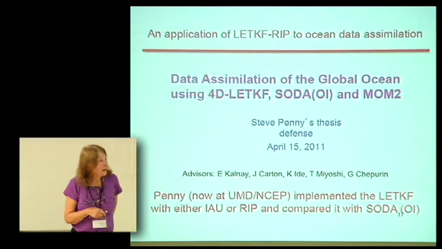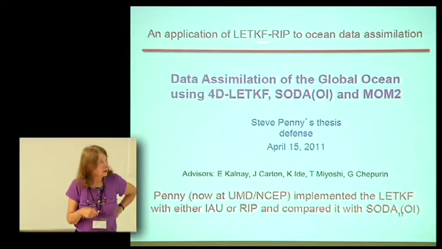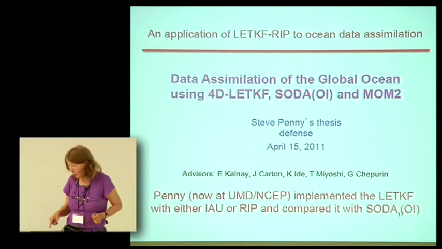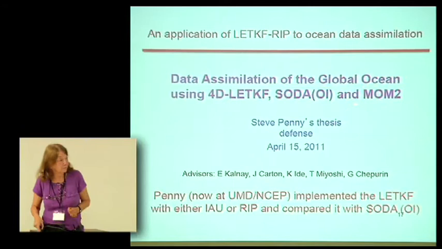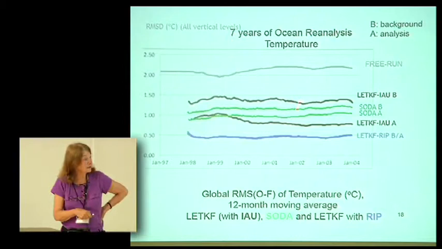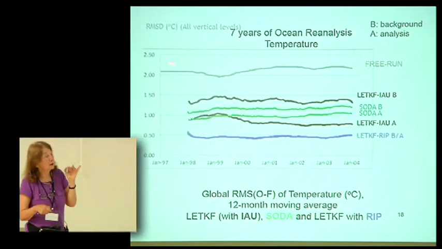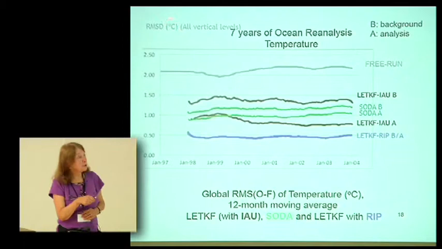It's a lot of real data because it's a seven-year ocean data simulation using the MOM2 model and the LETKF with RIP and also other methods, including optimal interpolation using the MOM2 model. What this shows is 7 years of ocean reanalysis. It started in January 1998 and ended in January 2004. These are what we usually call errors, but are really root mean square differences between the forecast used in the background and the observations. To compare, we have a free run that doesn't use observations.